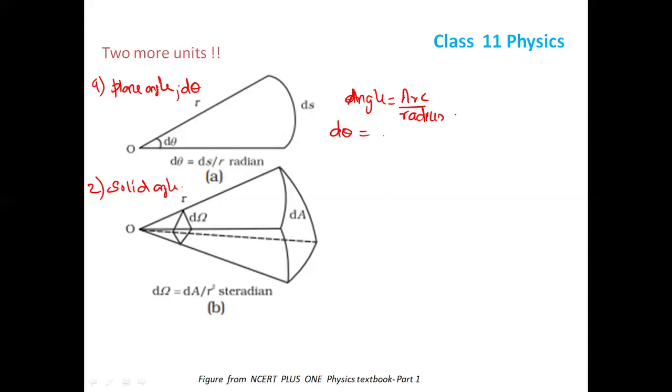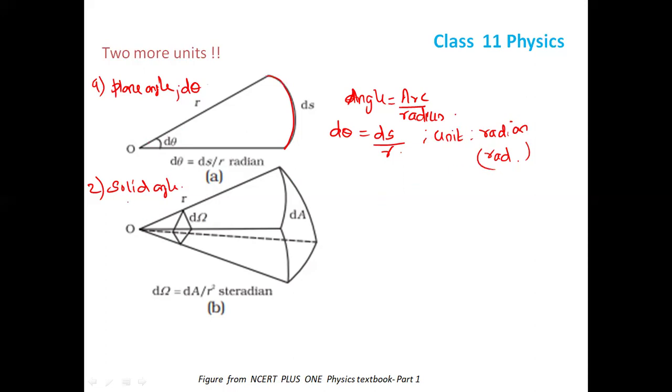Here the plane angle d theta is given by this. In this figure you can see the arc is represented by ds and the radius by r. The unit for the plane angle is radian, and its symbol is rad. When you are specifying a plane angle in SI units, it should be in rad and not in degrees.